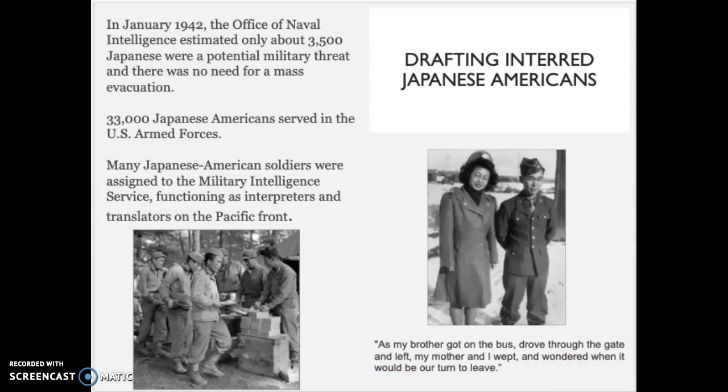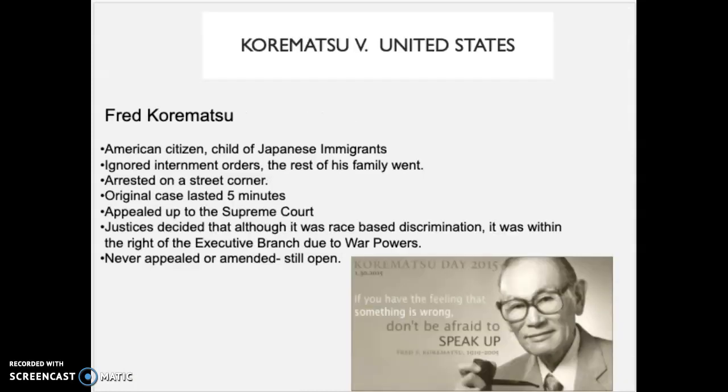So for some people, this was an out, a way to get out, but it is a very big irony that they were not trustworthy enough to live in their own homes and have their rights and freedoms, but they were trusted enough to join the military. There was a Supreme Court case against this. It's Korematsu versus the United States.